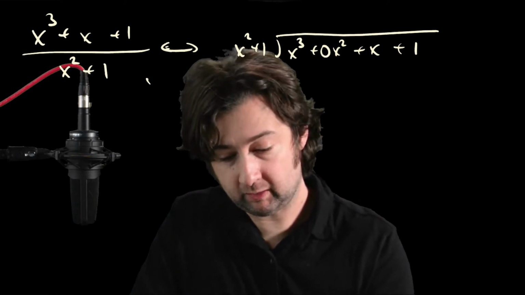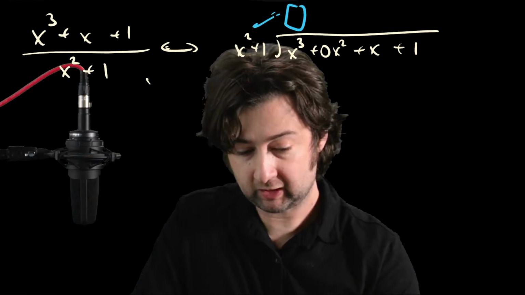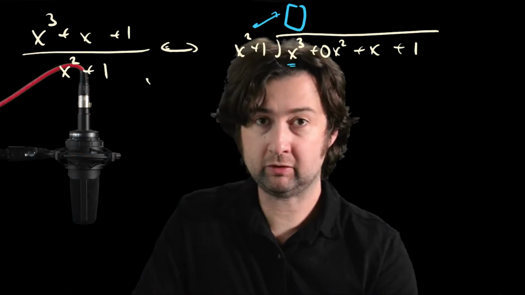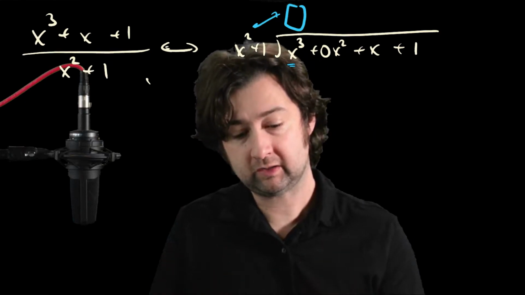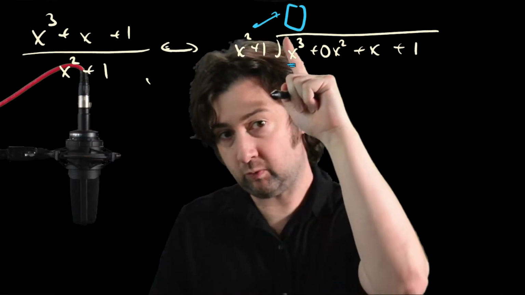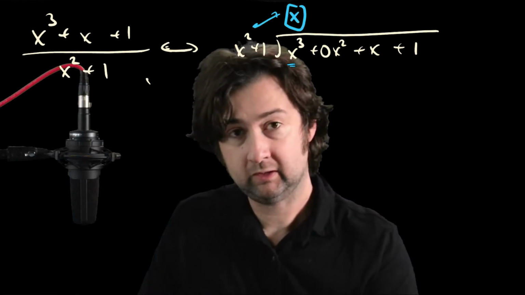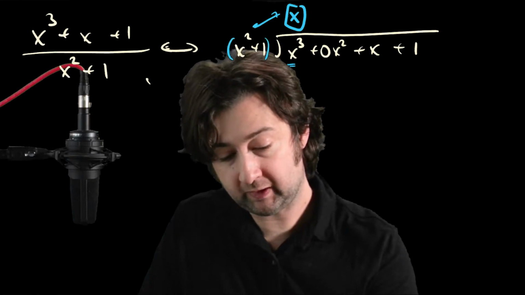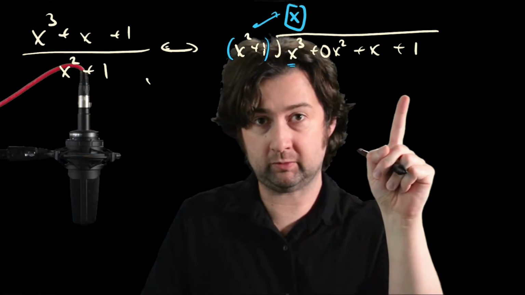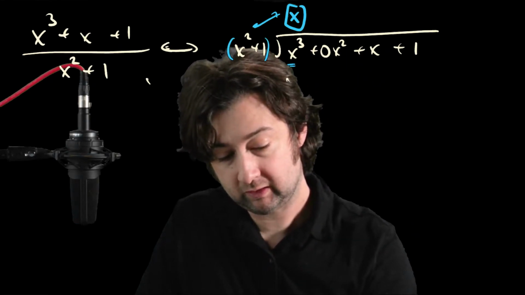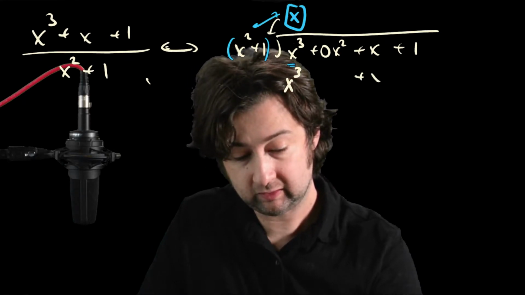Well, we're looking for a number that we can put here that when I multiply x squared times whatever goes there, I get x to the third so I can cancel it. So the question you're asking yourself is, x squared times what? X squared times what is equal to x to the third? And the answer is x. Then you take x and you multiply it by everything over here, and you put the result in the proper columns of the division problem. X times x squared is x to the third, and x times 1 is x.